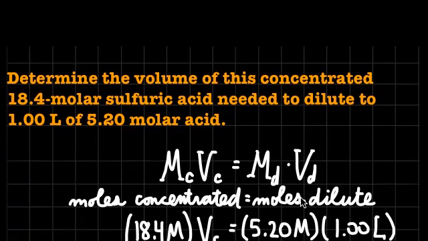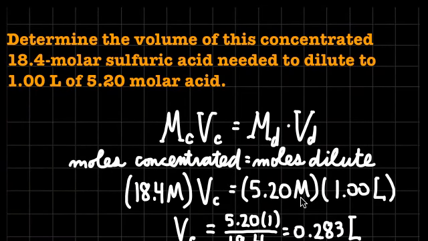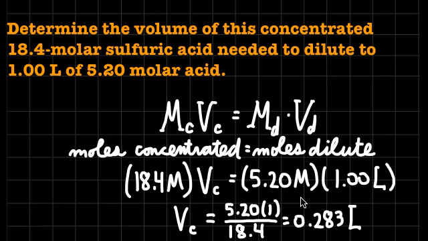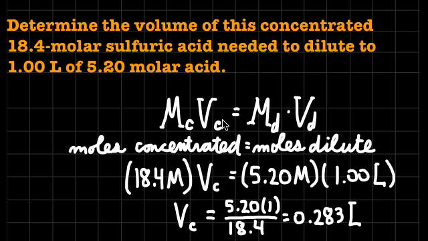It says, find the volume of this concentrated acid needed to dilute to 1 liter to make a 5.2 molar acid. I think we saw this on the previous video, but a review. Molarity concentrated times volume of concentrated equals molarity of diluted times the volume of the diluted. This left-hand side is the moles of the concentrated, and I'm just going to add some water to it. I'm not going to take away or add any moles of acid, so the moles after equal the moles before. And I want to make 1 liter of 5.2 molar acid, and I want to use a certain volume, I don't know what, of that concentrated acid.